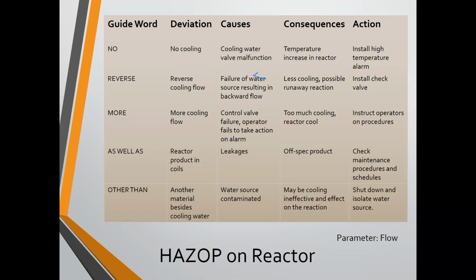The last guide word for the reactor is other than. If any other substance is being added into the system apart from water, why can this happen? In case of water contamination, maybe some other element is being added into the water, or because of poor water treatment practices, the water is dirty. So what will happen? The cooling will become ineffective and will affect the reaction and hence the quality.